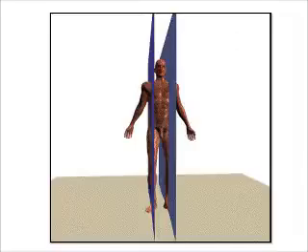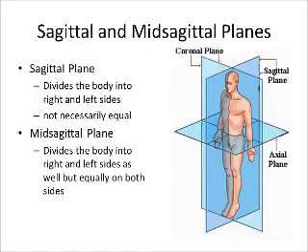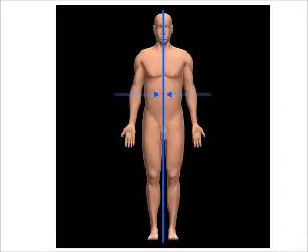But in the sagittal plane, or when we're using this reference, the two sides aren't necessarily equal. The mid-sagittal plane divides the body into right and left sides as well, but equally on both sides. And so when referring to the mid-sagittal plane, we're referring to both sides, but it's divided equally within the middle point of the body, or the medial aspect of the body.